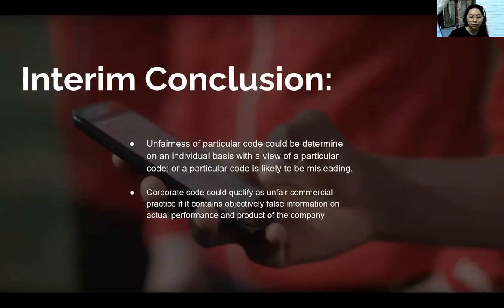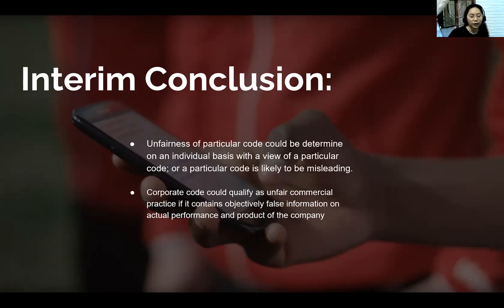All right, let's go to the interim conclusion. Unfairness of particular code could be determined on an individual basis, with a view of whether a particular code is likely to be misleading. So the unfairness of particular code could only be determined on an individual basis. What this means is that there are no standard basis or standard rules to categorize or determine the code would be unfair. It will always go down to individual basis, depending on the situations.